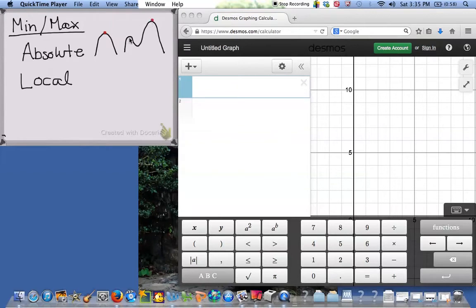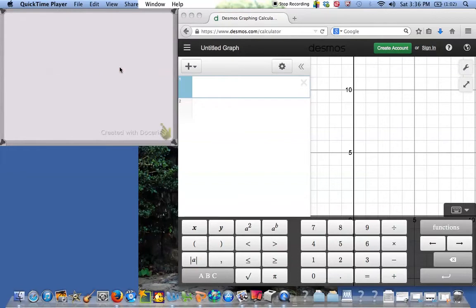This is something called a local maximum. So a local maximum, which we talk about down here, occurs when there's more than one max, and your local is the lower of the two. So in this situation, your local is here and your absolute is up here. Okay, let's take a look at minimums then.